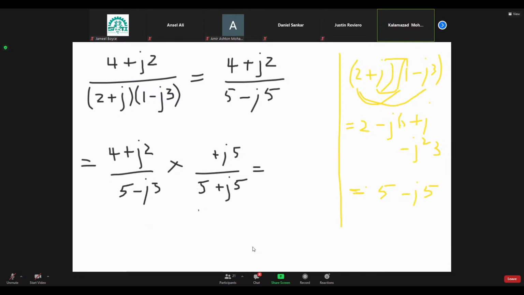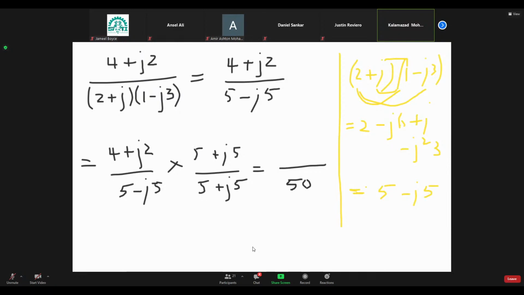Right? So the denominator is a conjugate, so it's going to be 5 squared and 5 squared. So that's 50. All right. Now we're going to multiply the top.